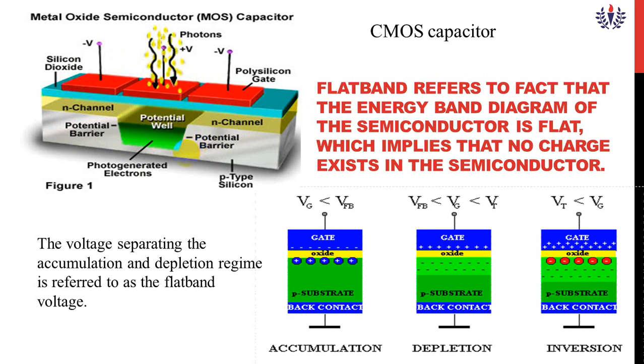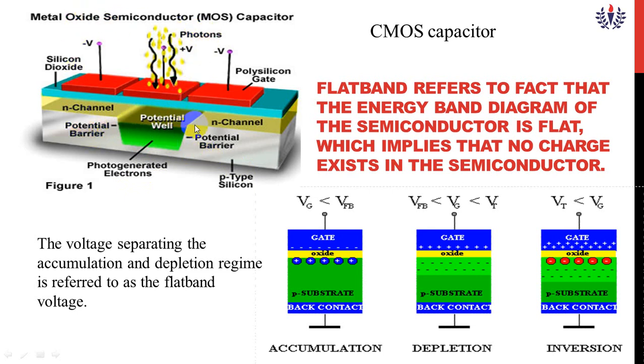MOSFET regions. Now here you see the photons, which are nothing but light, generating photoelectrons. Electrons are nothing but current, which will enter this potential well. Here in this region, the voltage is separating the accumulation and depletion regions between the p-type and n-type silicon materials.